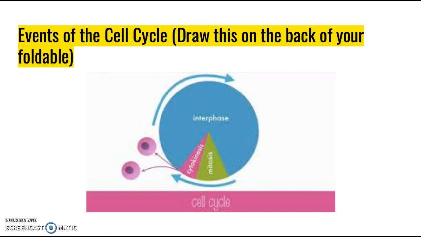So these are the events of the cell cycle. What I want you to do is draw this on the back of your foldable. Draw this circle and these proportions of the circle. It's important because these represent how often your cells are in each stage. Biggest one is interphase. We're going to go over this in a moment, along with mitosis, and then finally cytokinesis. And the end result of the cell cycle is 2 identical cells, right? It's important to remember, mitosis creates 2 identical cells.